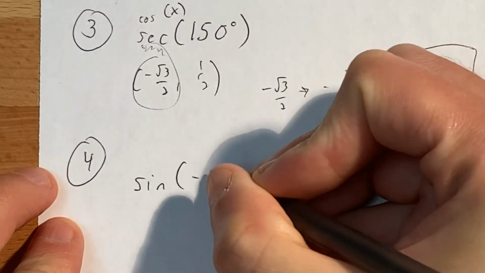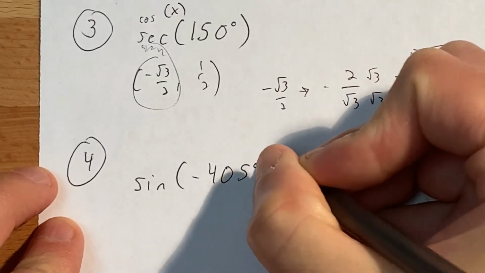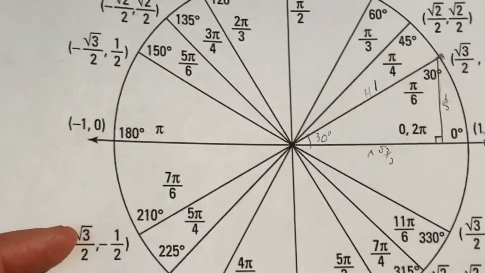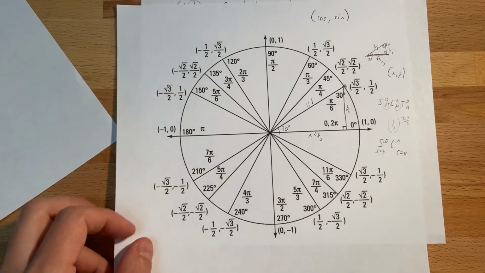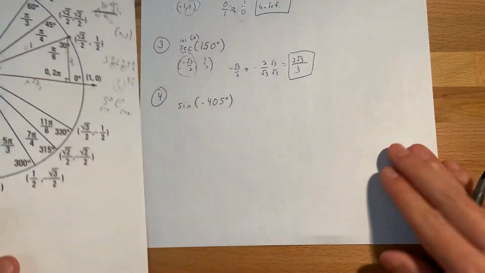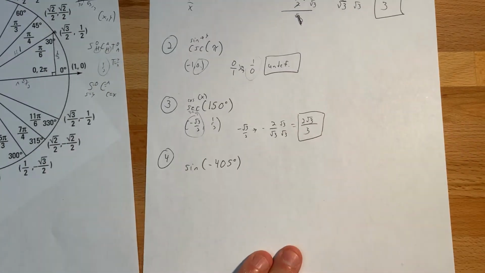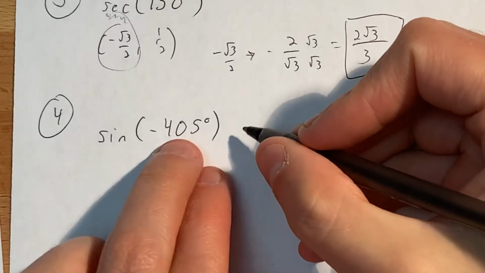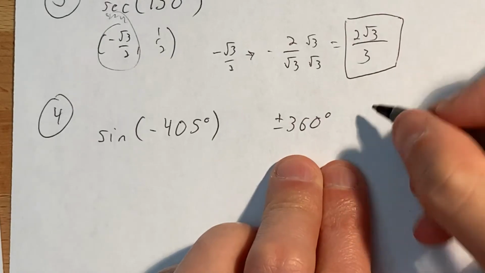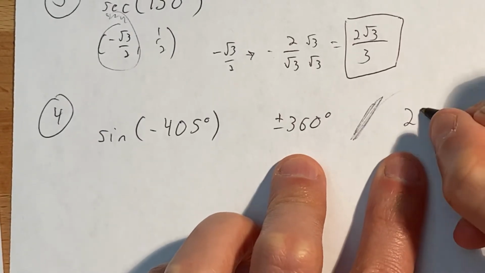Sine of negative 405 degrees. Oh boy. So that's going to be a negative number, but no, it is not actually on the unit circle. So you have to do coterminal angles, which I did a couple of videos ago. Basically, anytime you have an angle, you can get a coterminal angle by adding or subtracting 360 degrees from it, or if it's in radians, 2 pi radians from it.